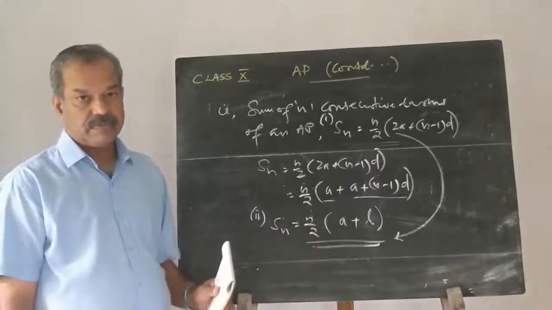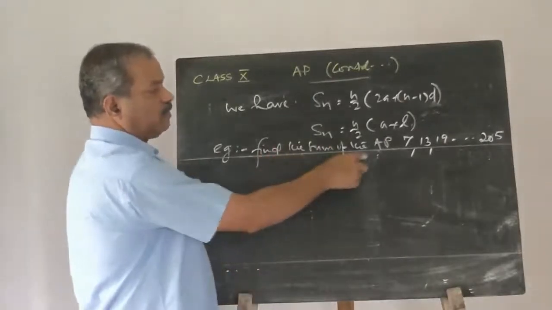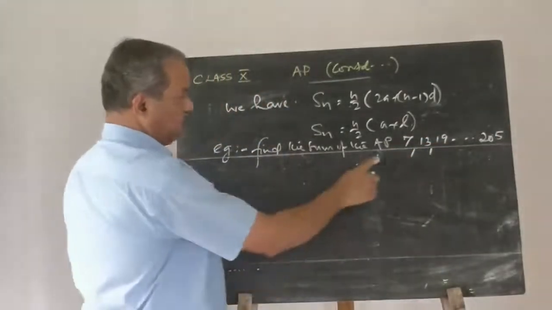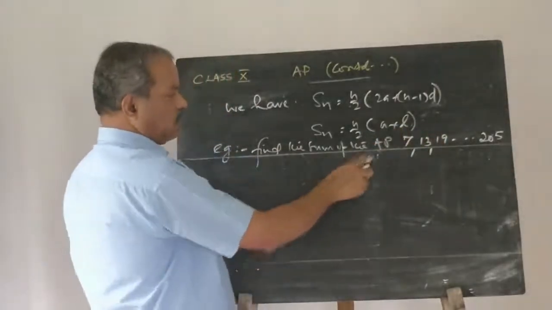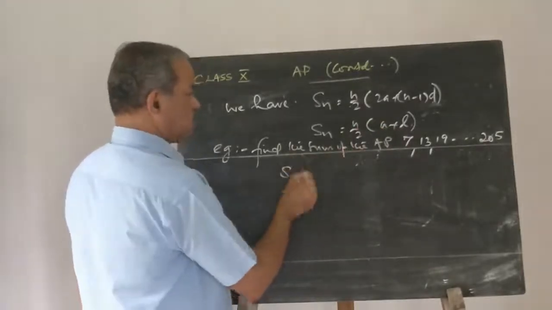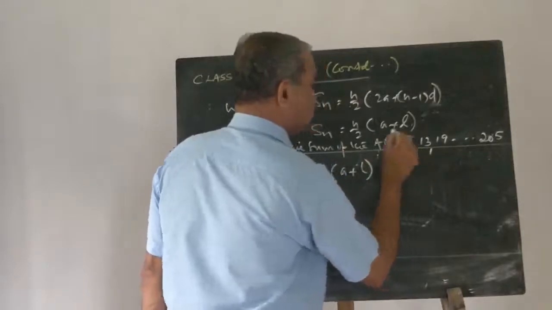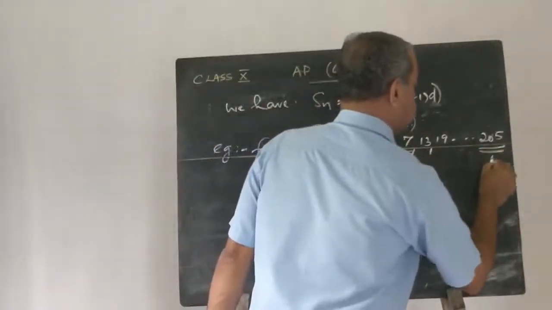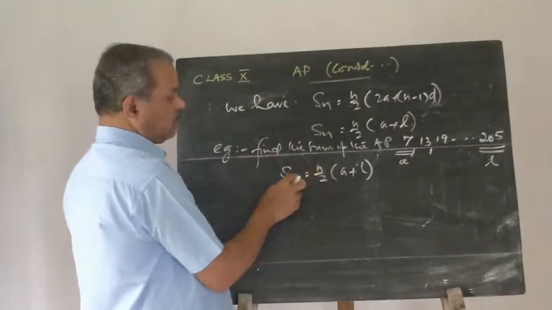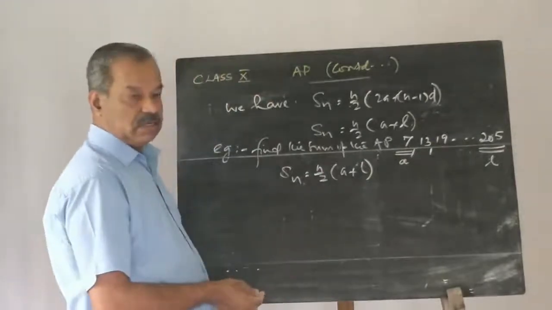For example, suppose we want to find the sum of the AP 7, 13, 19, etc., 205. It is a finite AP. So in this case, it is easy to calculate the sum using n by 2 into a plus l, because we are given a as 7 and we can take the last term as 205. But one more thing is required here to find the sum: n, the number of terms. We don't know how many terms are there in the given AP.